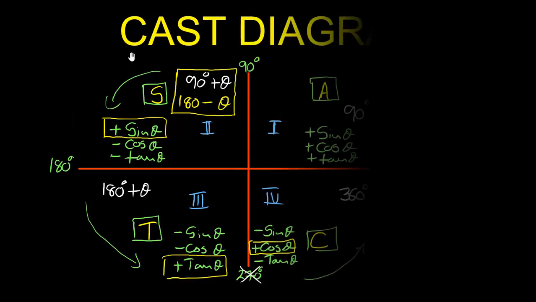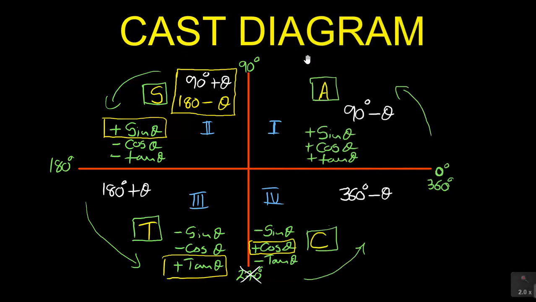My name is Confident. Welcome to part 2 of our lesson on the CAST diagram, which is under the topic of trigonometry. And as I said, this is good for those who are doing their grade 11, grade 12, or their mathematics N3 or N4.